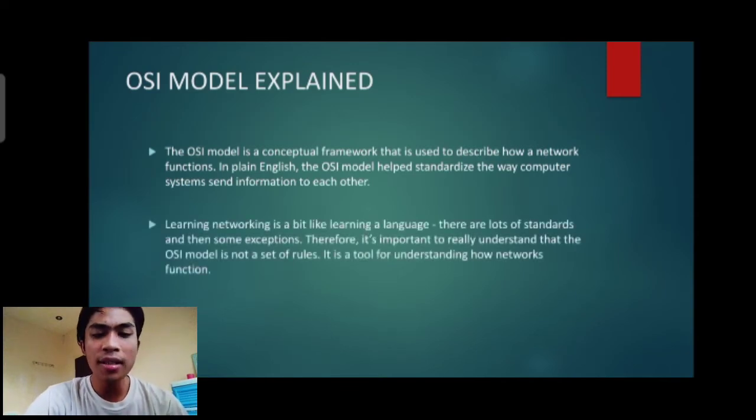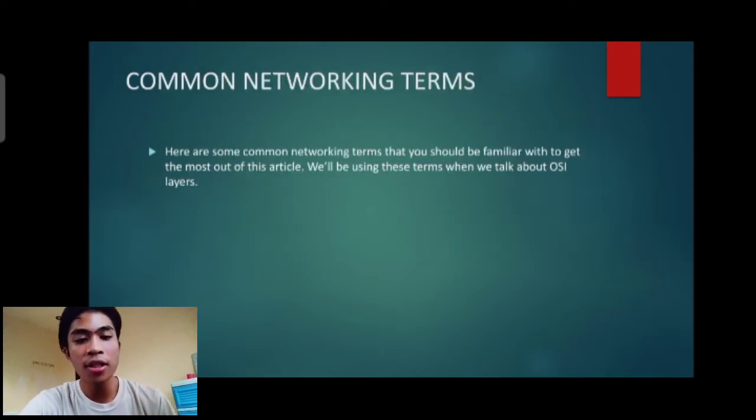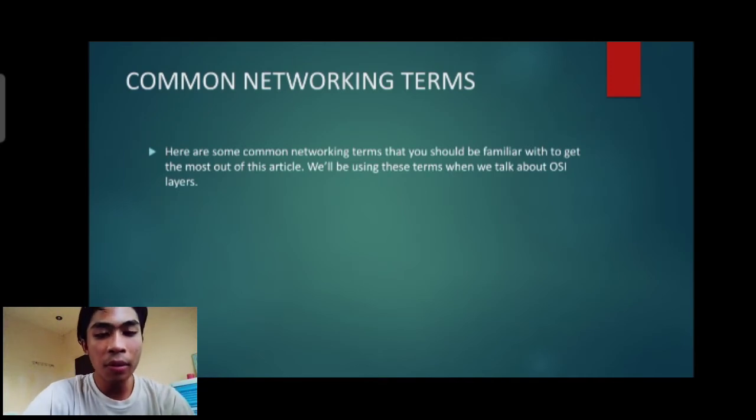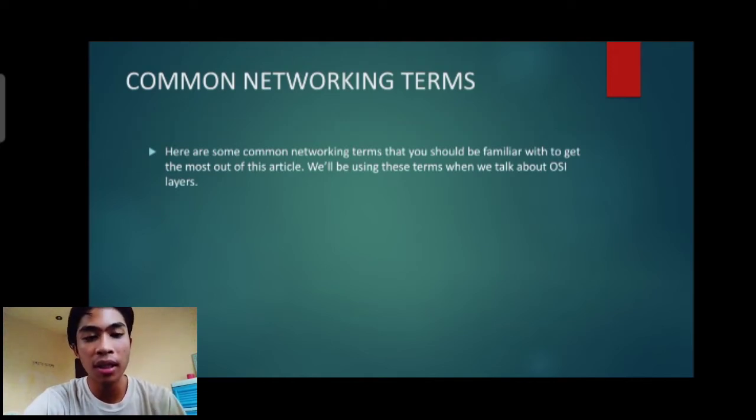So learning networking is a bit like learning a language. There's a lot of standard and then some exceptions, but the more you study it, the more you will understand later on. So at first, it might seem very difficult, but trust the process, okay? So common networking terms that we should study before we dive into the 7 layers of the transmission or the network, how computers communicate to one another. So here are some common networking terms.